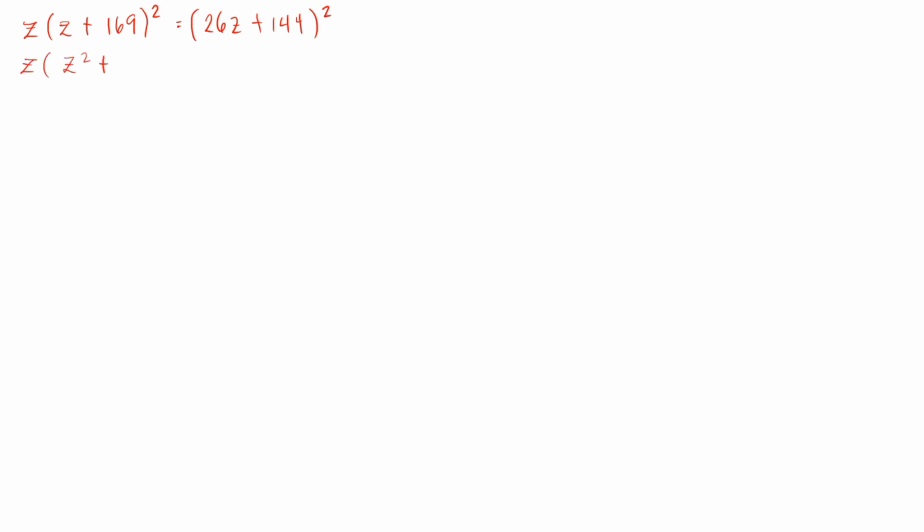Now, let us distribute and expand this both side of the equation. So, I will have z times z squared plus 169 times 2 is 338. Z plus 169 squared is 28561. Then, on the right side, 26 squared is 676 z squared plus 7,488 z. And 144 squared is 20,736.